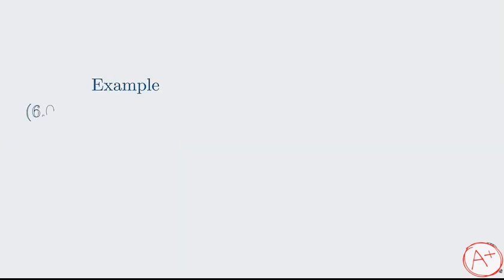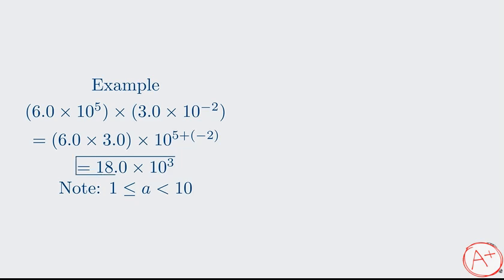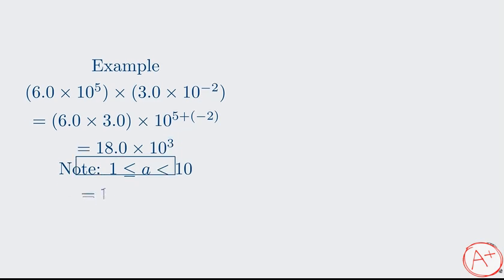Let us calculate 6.0 times 10 to the power of 5 multiplied by 3.0 times 10 to the power of negative 2. We begin by multiplying the coefficients and adding the exponents. This gives us 18.0 times 10 to the power of 3. Notice that 18.0 is not between 1 and 10. We must adjust this. By moving the decimal point one place to the left, we divide the coefficient by 10. To keep the value the same, we must multiply the power of 10 by 10, increasing the exponent by 1. The final result is 1.8 times 10 to the power of 4.